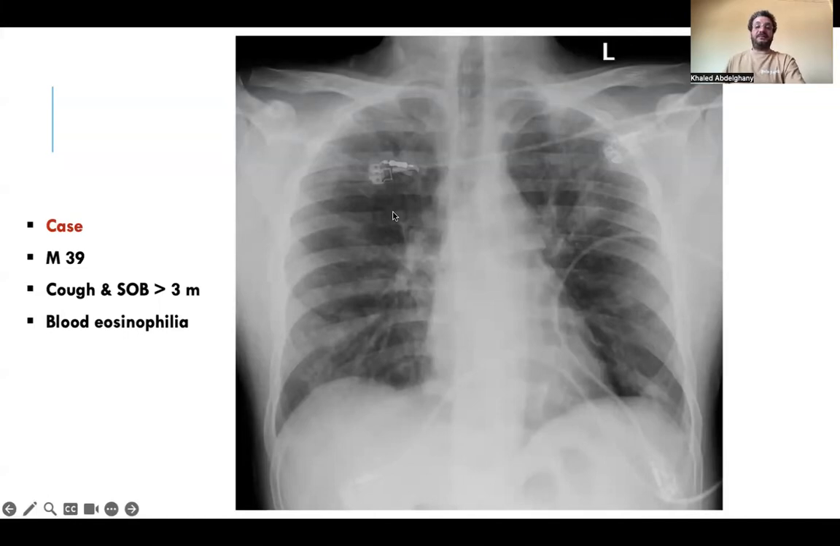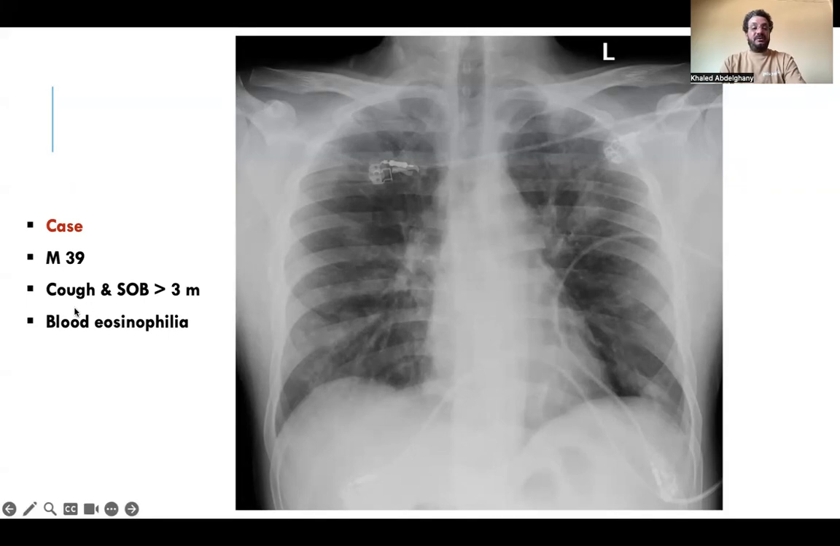Eosinophilic lung disease is a rare entity and requires a strong clinical history to mention as a single diagnosis or on top of the differential diagnosis. Otherwise, it will be included in the list, but not as a priority.